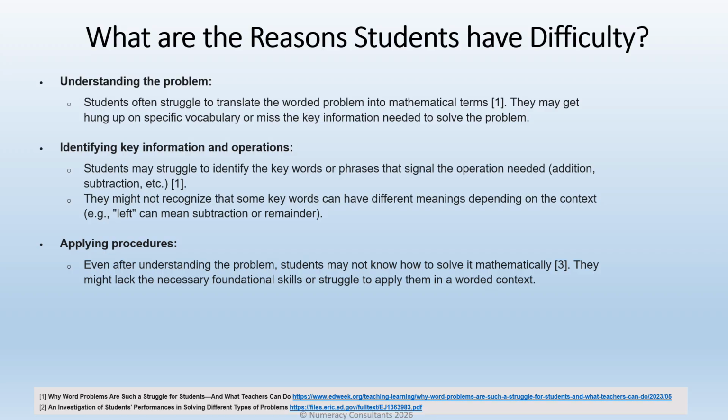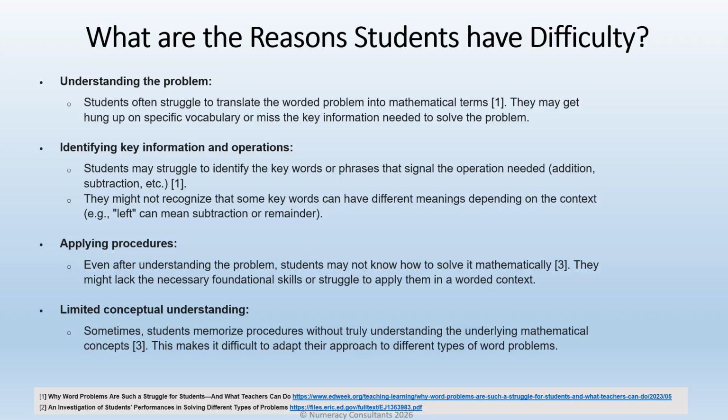They might lack the necessary foundational skills or struggle to apply them in word or context. What it means is a student may be able to recognize a problem involves multiplying, but the problem involves maybe a 3-digit times 2-digit number, and they don't know how to actually do that process. So that's what applying procedures has to do with. They can understand the problem, but they just don't know the processes or procedures to do it mathematically.